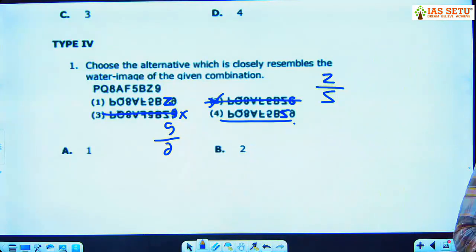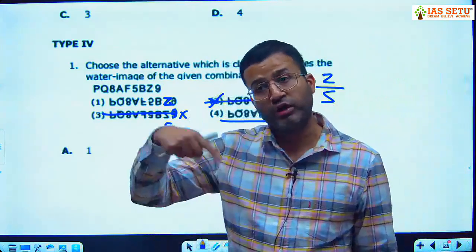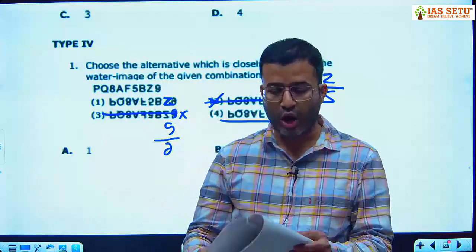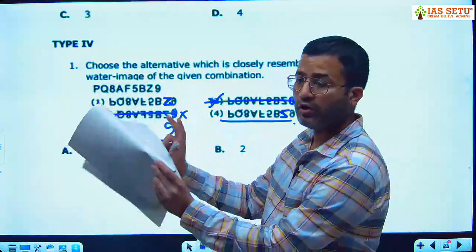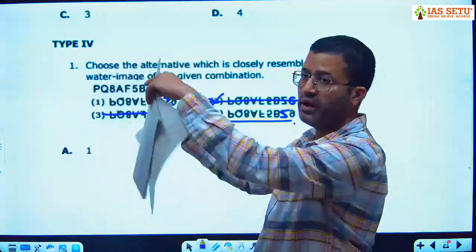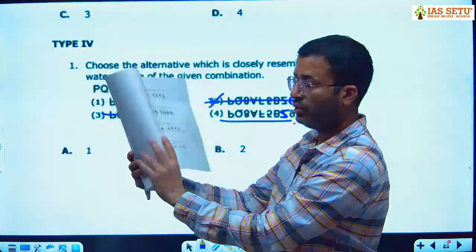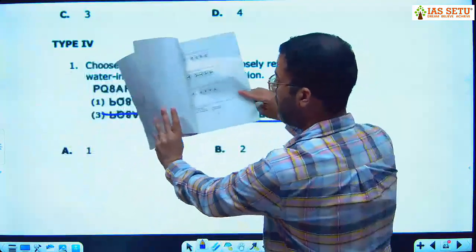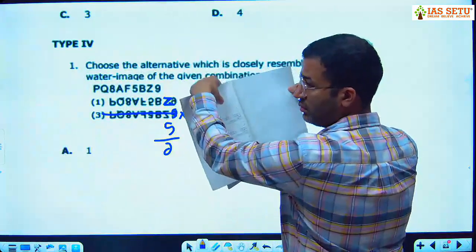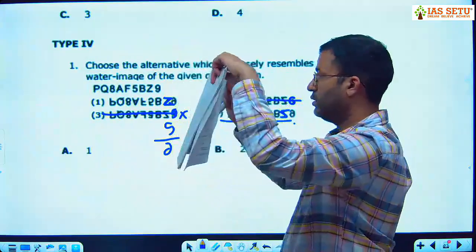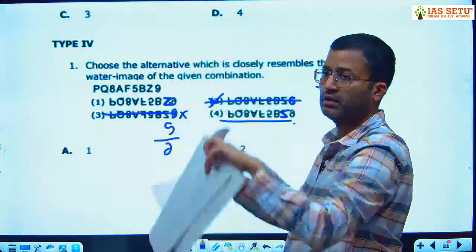Okay, I told you mirror is left and right, water is top bottom. So how can you use the smart method? Here, this is your paper. You have to flip the page upside down, up down. This is your paper, okay? The page where the question is, flip it like this, up down. Okay? So we will see the answer option which is PQ8 AF 5B Z9.